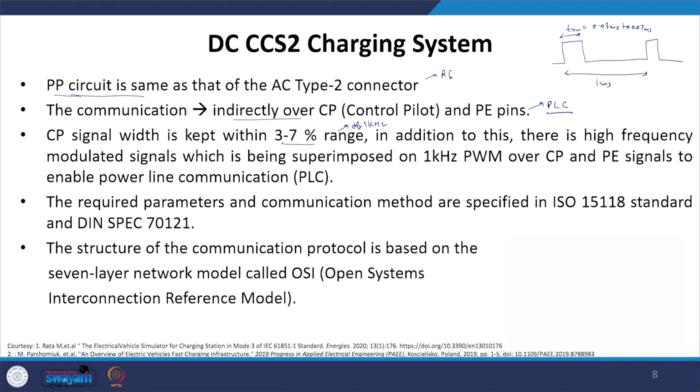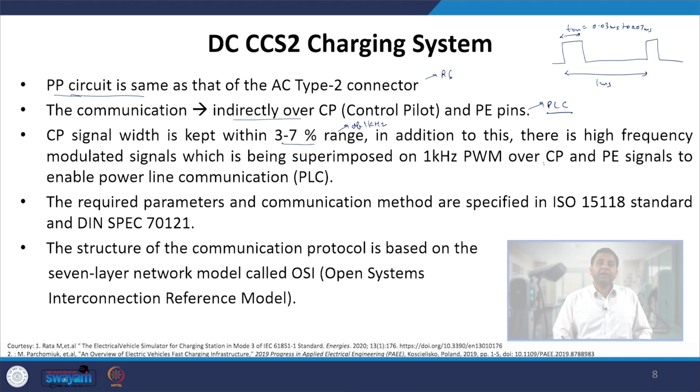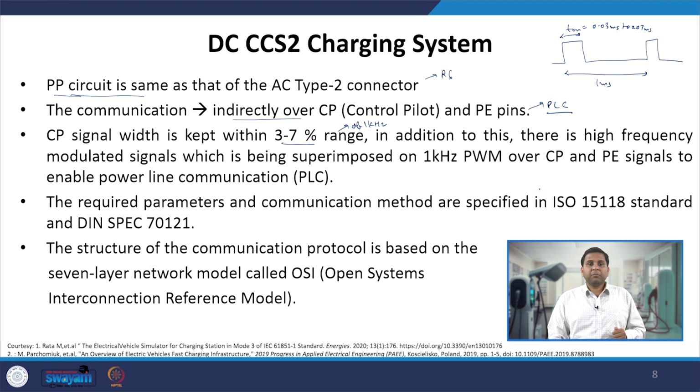That means the PWM pulse which is there between the CP and PE line will also have a very high frequency modulated signal which is being superimposed onto this 1 kilohertz PWM. That means you also have a lot of high frequency signal which is being superimposed over the PWM, which is going between plus 12 volt and minus 12 volt. Over the plus 12 volt and minus 12 volt, you have a very high frequency modulated signal superimposed over it, and that carries all the information, all the messages which have to be shared between EV and EVSE.